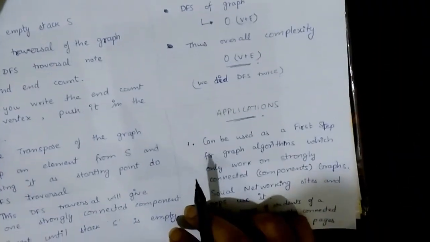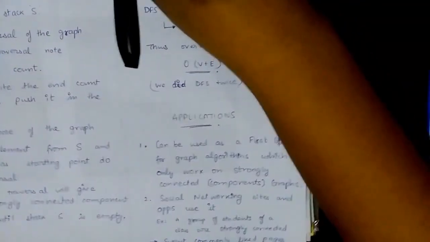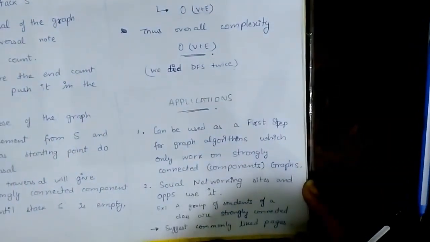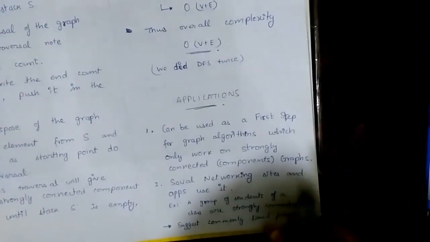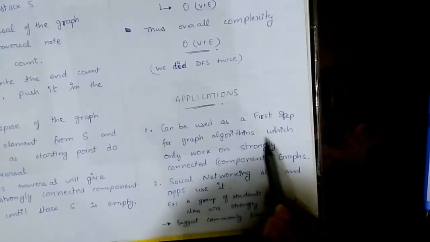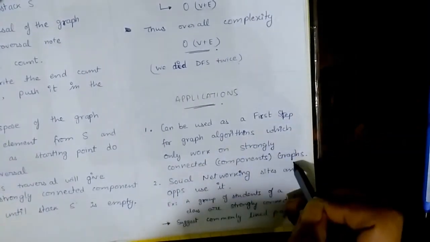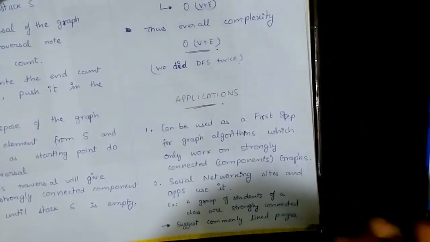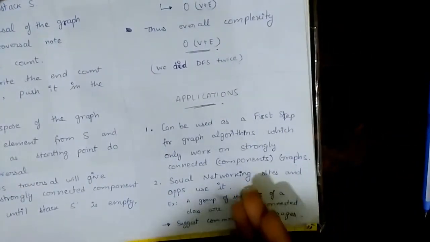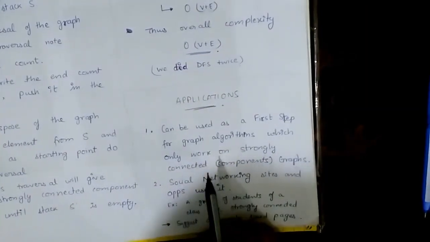Now, what are the applications of Kosaraju's algorithm? This may sound a little weird, but it has been asked in the examinations many times. So, what are the applications? Kosaraju's algorithm can be used as a first step for graph algorithms which only work on strongly connected graphs. There are some algorithms which only work on strongly connected graphs, so we need to find the strongly connected components in the original graph and then work on it. So we use Kosaraju's algorithm as step 1 in those algorithms.